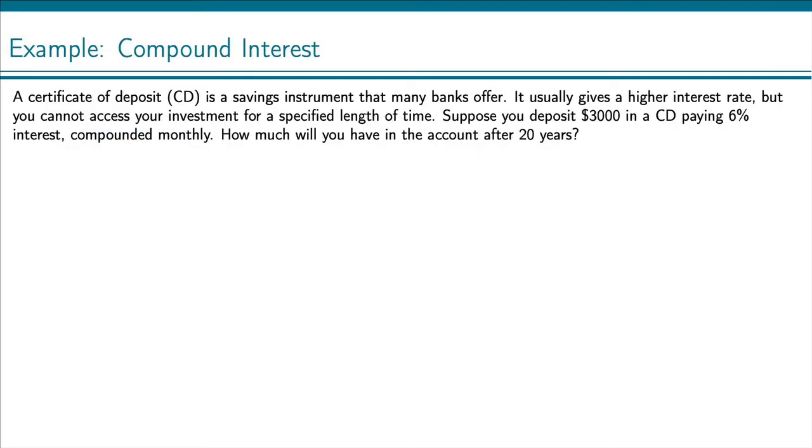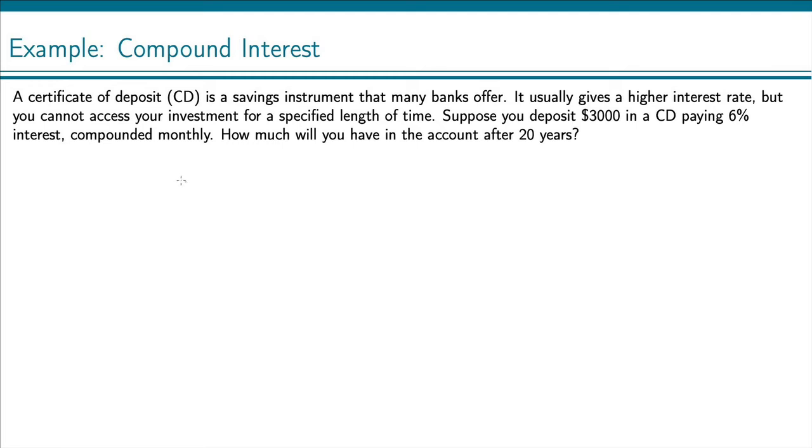Let's look at an example of compound interest. A certificate of deposit, or CD, is a savings instrument that many banks offer. It usually gives a higher interest rate, but you cannot access your investment for a specified length of time. So you put your money in, and you're not allowed to touch that money until the term is up. Because of that, they'll give you a higher rate because your money is locked in. So suppose you deposit $3,000 in a CD paying 6% interest compounded monthly. How much will you have in the account after 20 years?